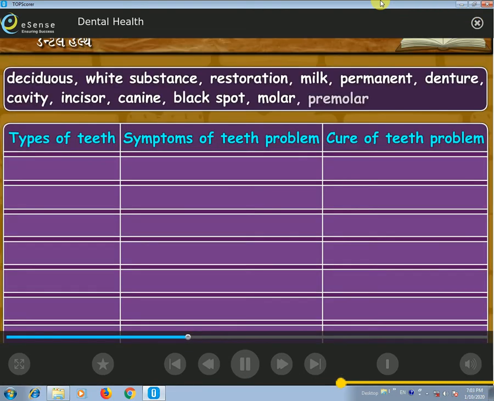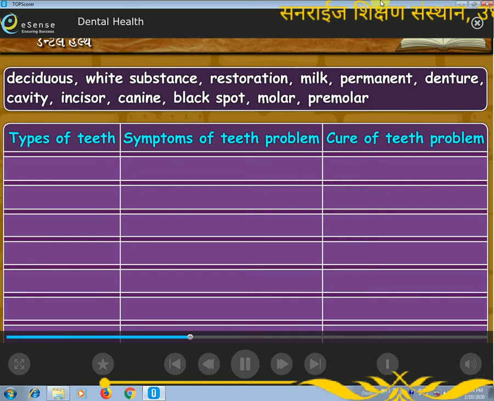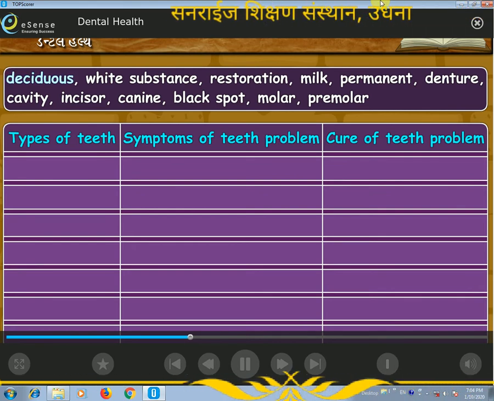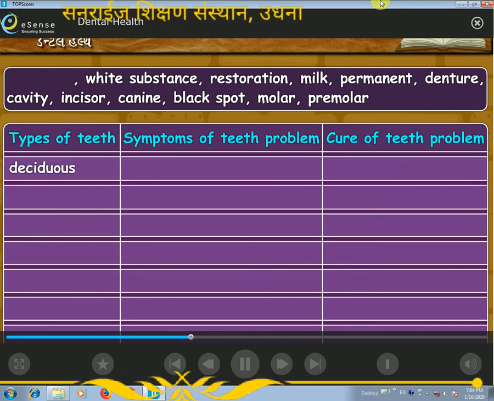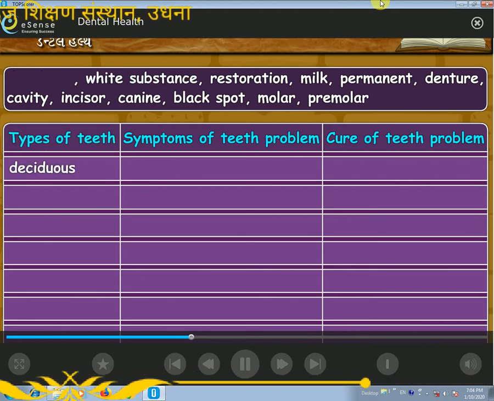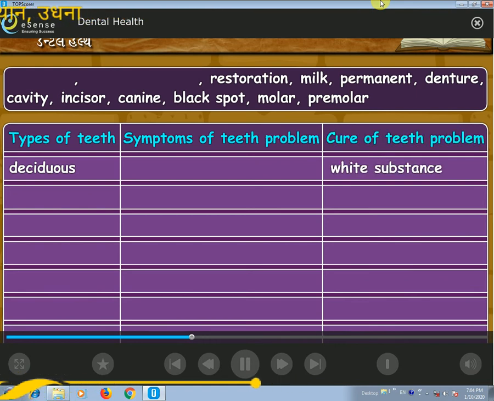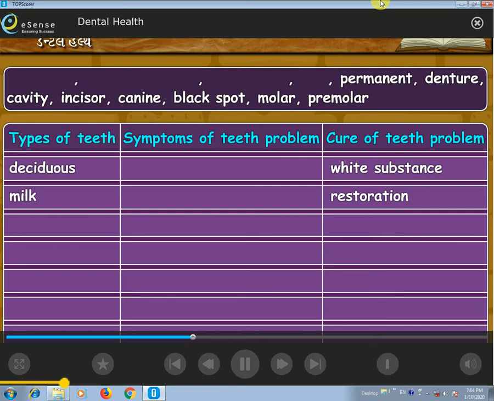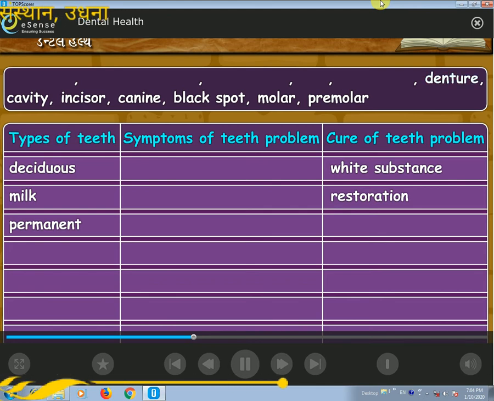Look here. These words are either types of teeth, symptoms of teeth problems, or cures of teeth problems. Let us read them carefully and classify them in the given table. Deciduous: type of teeth. White substance: cure of teeth problem. Restoration: cure of teeth problem. Milk: type of teeth. Permanent: type of teeth. Denture: cure of teeth problem.